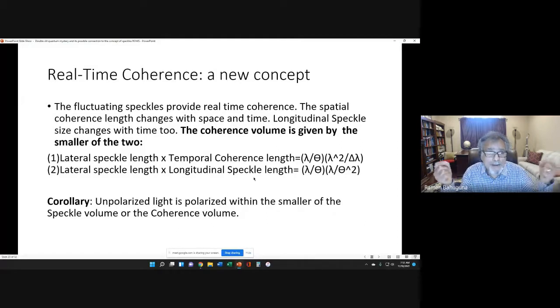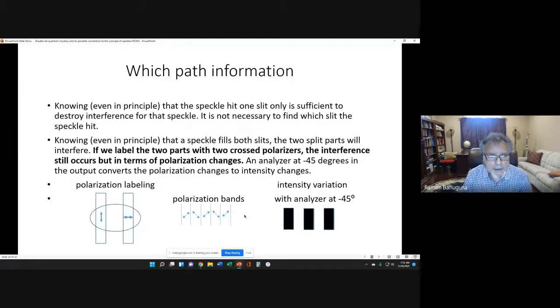So when you have a point source of light, you don't really care about longitudinal speckle length because the speckle is infinite in size. Then you worry only about the temporal coherence length, which is the standard lambda square over delta lambda. With a diffuse source, you have to worry about the speckle length also. So it's a very important corollary. Now let's go to the which-path information.